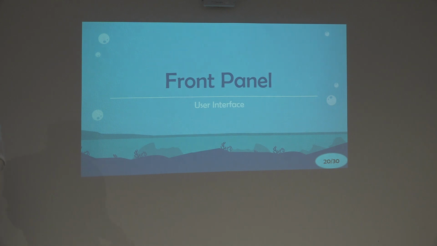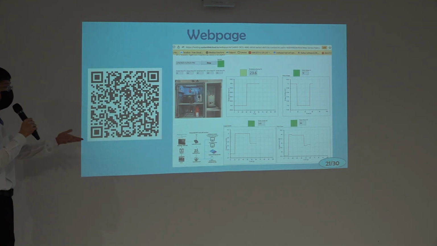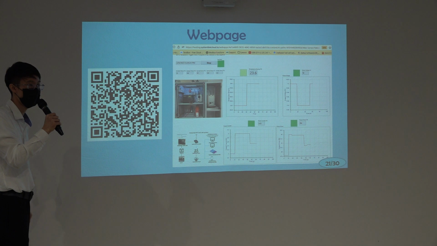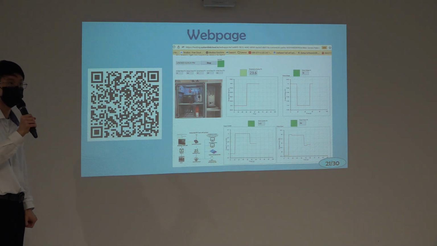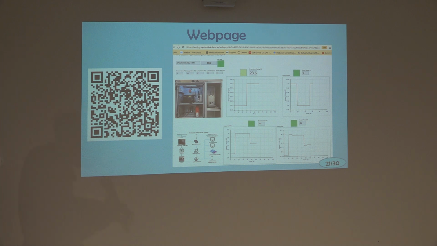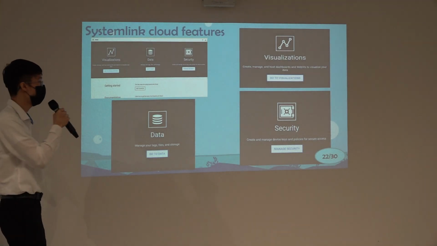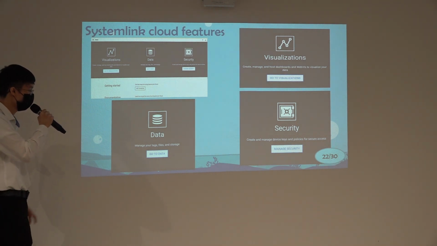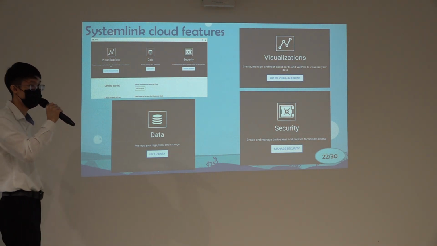As you can see here on this web page that we have designed, Ensing is passing around the QR code to scan, so you can see the front pages for yourselves. And by doing that, here are some SystemLink Cloud features that we have discovered. We have data, security, and visualization.